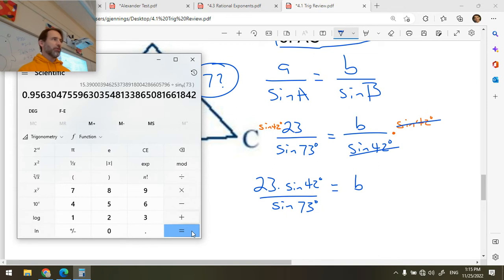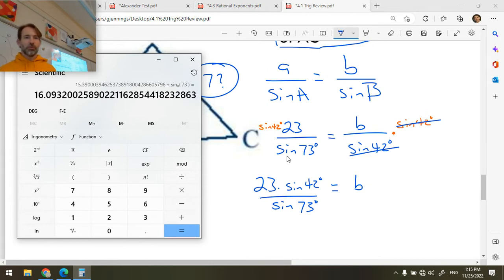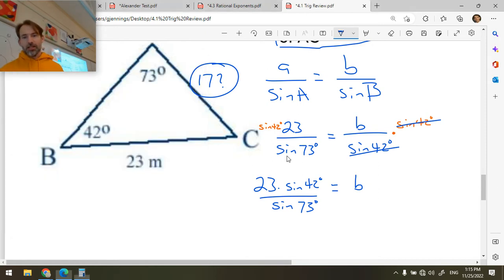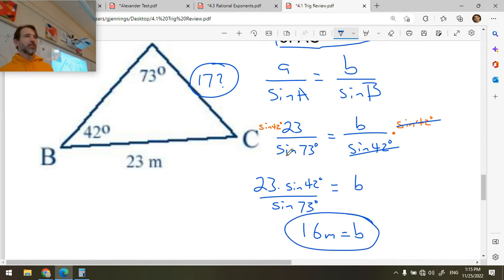Notice that the sine of 73 is a little bit less than 1. It's pretty close to 1, though. And then we get 16. Oh, I guess the 17 was pretty darn good. 16 meters equals B. There we go. That's a big triangle with a 16-meter side. Voila. Notice one inverse operation because I flipped the equation.